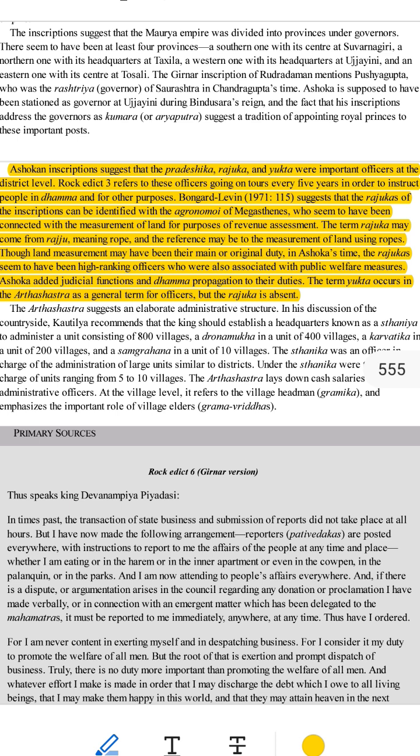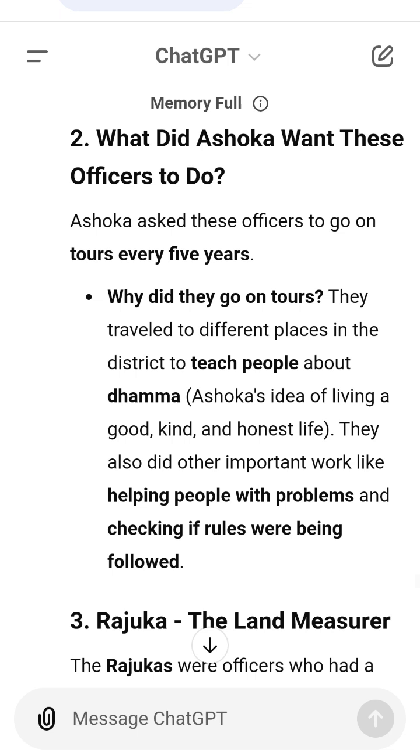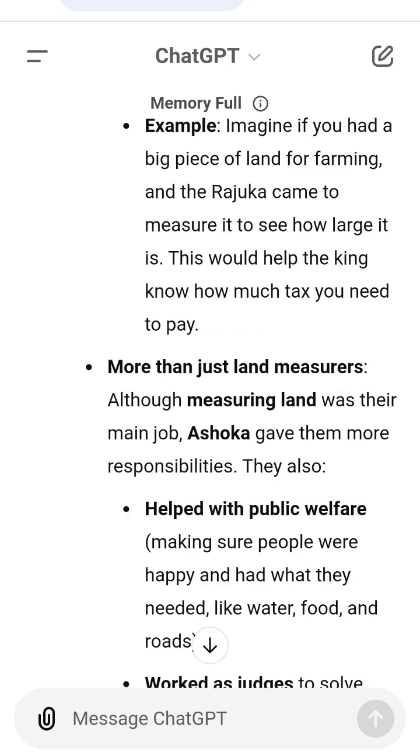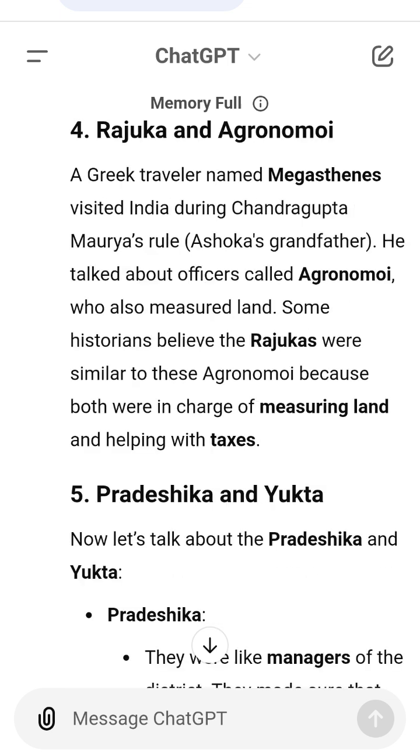8. Simple example. Imagine a school where the principal, Ashoka, needs help to manage different classrooms. So he hires Teacher A, Pradeshika. This teacher makes sure all classrooms are running smoothly and the rules are followed. Teacher B, Rajuka. This teacher measures the size of each classroom to decide how many students can fit. But they also help students be fair, solve problems, and teach them to be kind and respectful. This teacher helps with all kinds of tasks, like collecting homework, organizing books, and making sure students have everything they need.